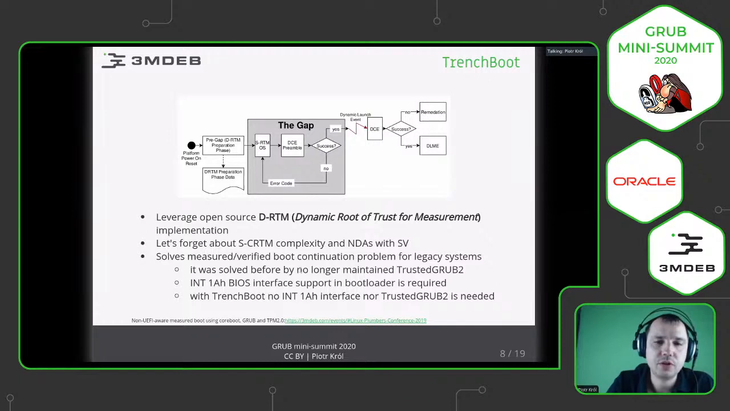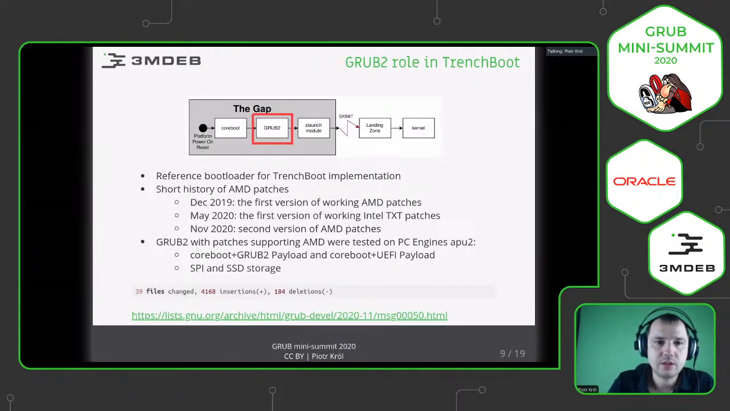So, as I said, it solves the problem, for example, of using unmaintained trusted GRUB2 or the need for the int1a interrupt for measurements, which was exposed, for example, by CBIOS. We discussed that at the Linux Plumbers conference in the past, and the link is at the bottom of the presentation slides. So that's how it helps.